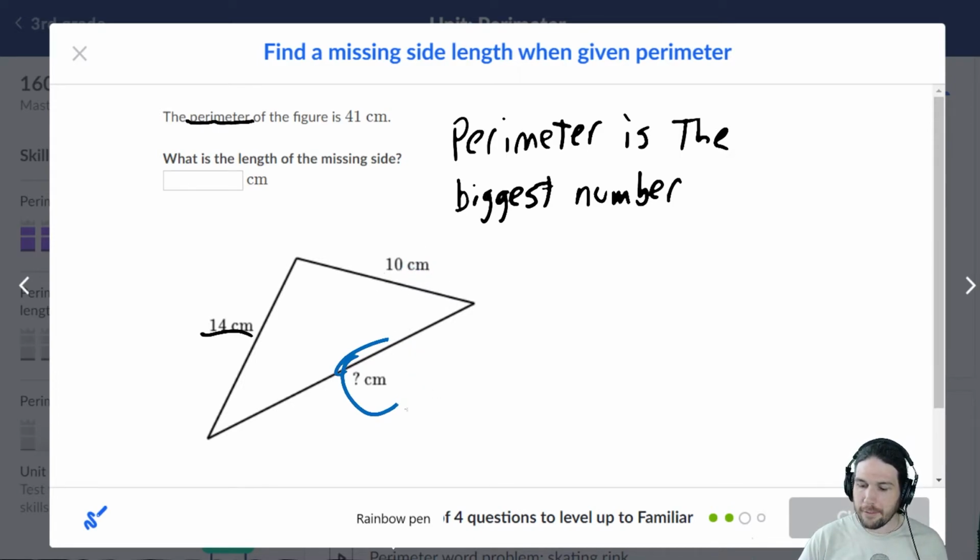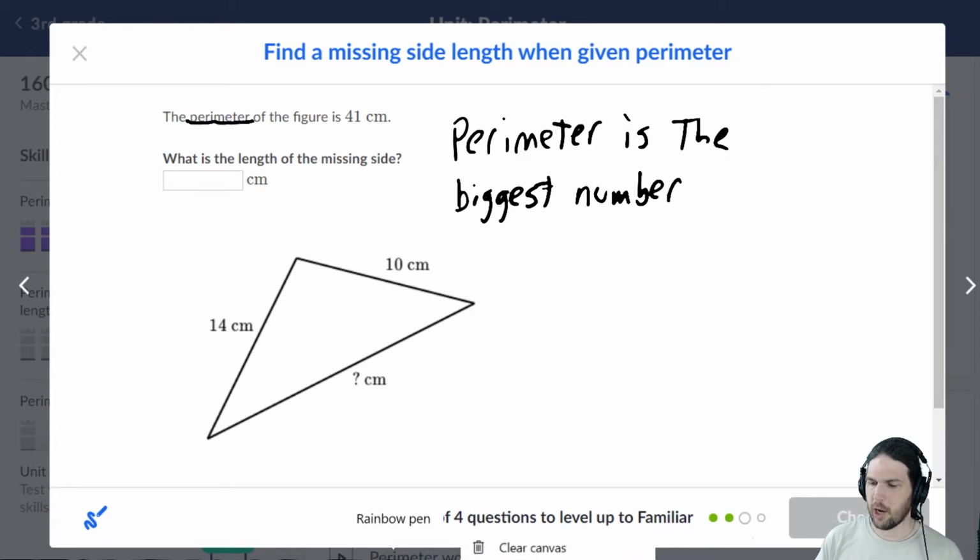So if you have all 3 of the sides, which are the smaller numbers, you add to make the perimeter, which is the biggest number. When you have the perimeter, which is the biggest number, you subtract all of the sides but 1 to get the last side. I hope that makes sense.